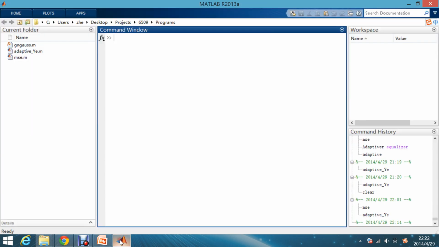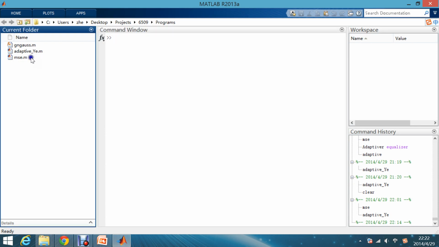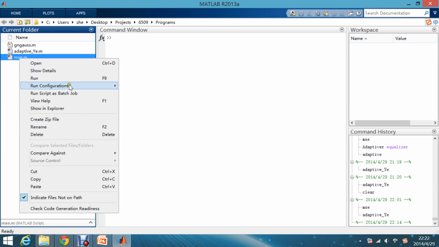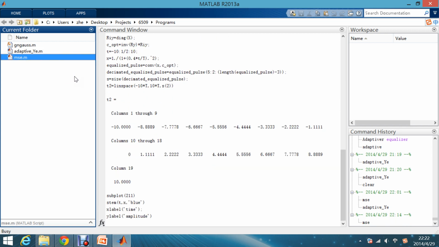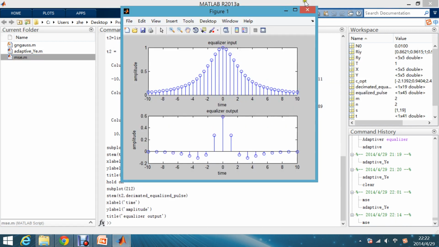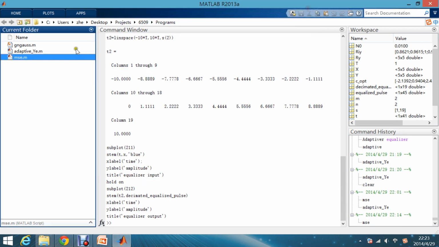Then we can run programs. The first one is the MSE equalizer. And the second one is the adaptive equalizer.